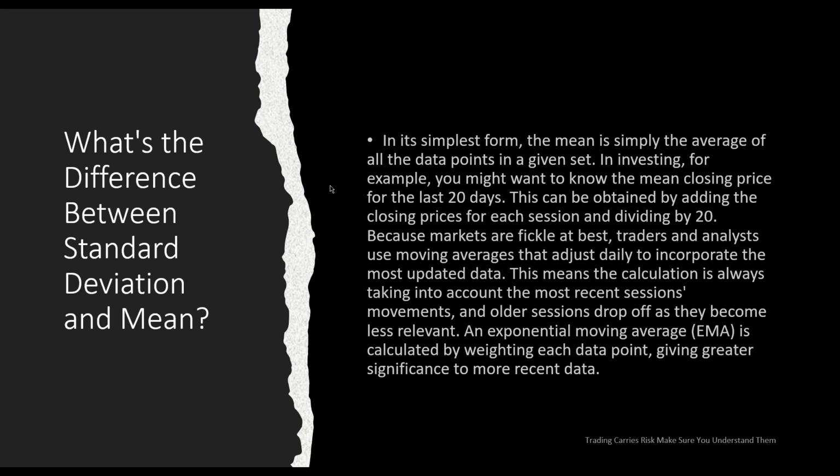That's the moving average. This can be obtained by adding the closing price for each session and dividing it by 20. Now, because markets are fickle at best, traders and analysts use moving averages to adjust daily to incorporate the most updated data. This means the calculation is always taking into account the most recent trading sessions' movements, and older sessions drop off as they become irrelevant. An EMA, an exponential moving average, is calculated by weighting each data point and giving greater significance to the more recent points.